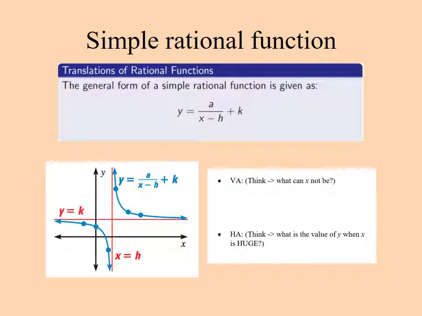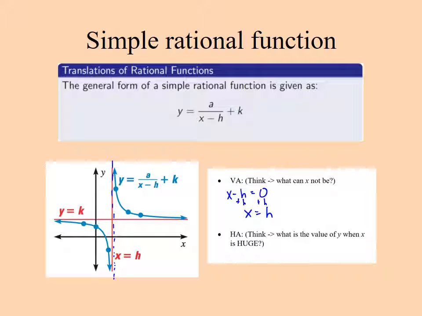The general form of a simple rational function is given as y equals a divided by x minus h, plus k. To find the vertical asymptote, you always take what's in the denominator and set it equal to 0. So x minus h equals 0, because that's what x cannot be. When you solve for x, you get x equals h. So the vertical asymptote of a simple rational function is x equals h. You can see the vertical asymptote on the graph right here.